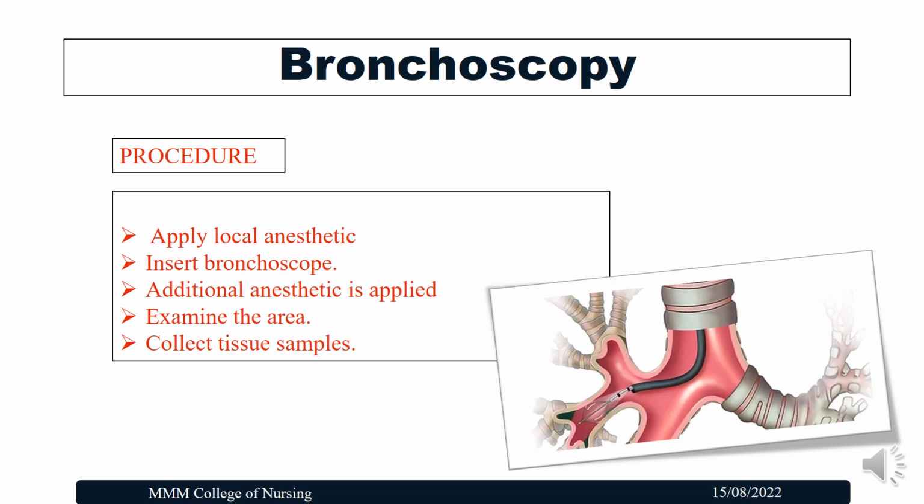Then examine the area using the bronchoscope. A camera will be there at the tip of the bronchoscope. With that camera, we can visualize inside the respiratory tract. If it is a diagnostic bronchoscopy, the required tissues or specimens can be collected using the bronchoscope.